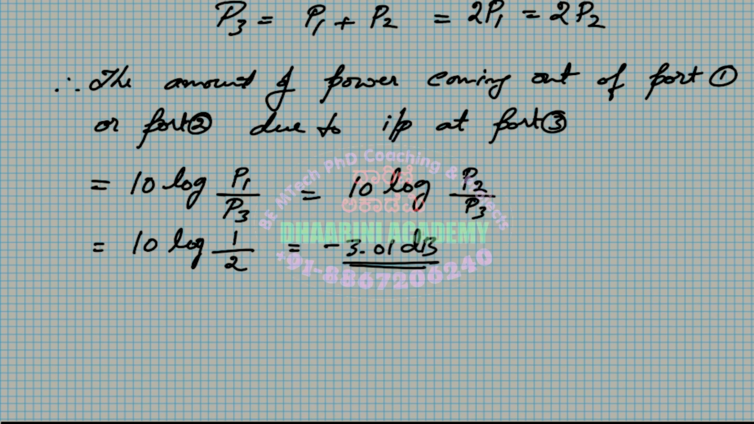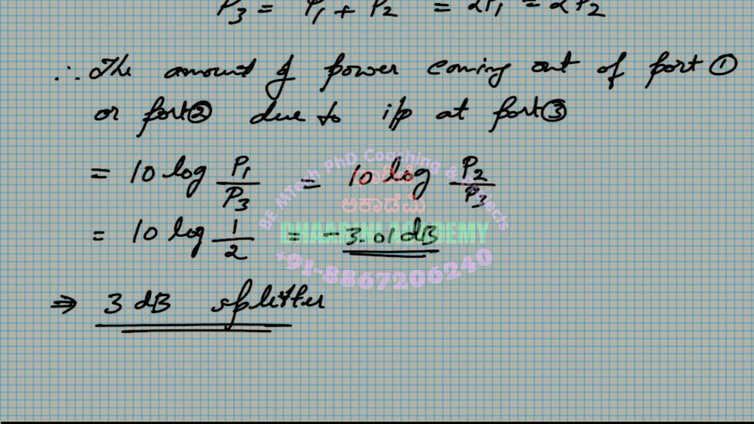So you see there is another name given to the H plane Tee junction. Whenever input is given in the third port, what comes at the first port or the second port is 3 dB lesser than what you have given. So there is another name: 3 dB splitter. When people say 3 dB splitter, they should understand that they are talking about an H plane Tee junction. So that's the first thing.